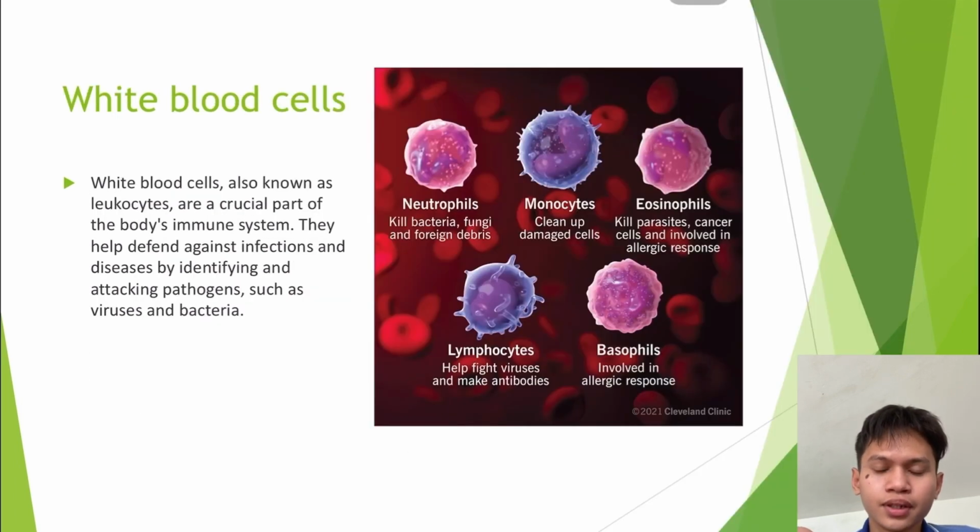Now, the white blood cells, also known as the leukocytes, are a crucial part of the body's immune system, and they help defend against infections and diseases by identifying and attacking pathogens such as viruses and bacteria. Now, there are 5 types of white blood cells: the neutrophils, monocytes, eosinophils, lymphocytes, and the basophils.